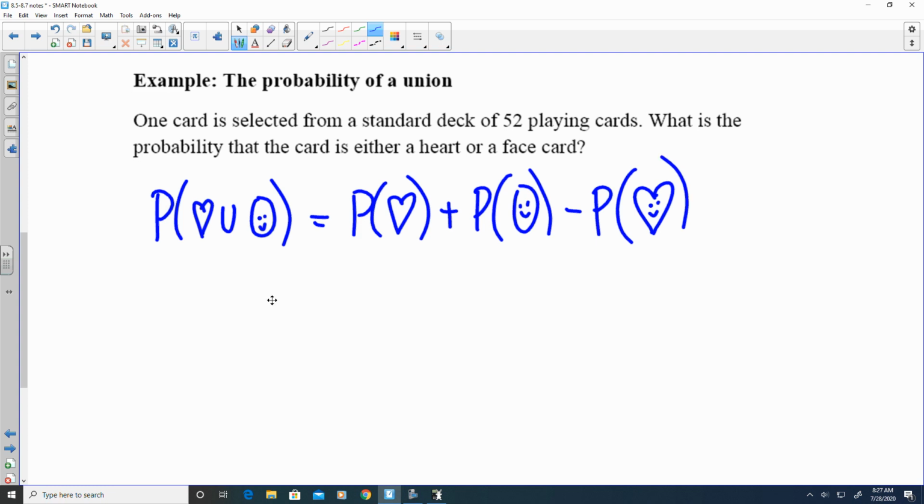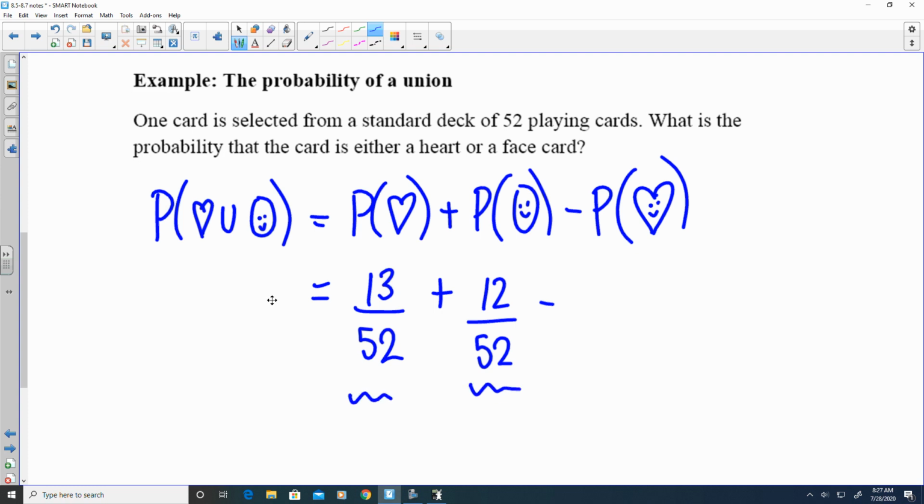So how many hearts are in a deck? There's 13 in each suit. So this is 13 out of the total 52. And then faces, we have 3 faces per suit. We have the Jack, Queen, and King, and there are 4 suits. So this would be 12 out of 52. And we have to take off that overlap. We have to take off the ones that are repeated here, because we already listed the heart faces here. We only want to count them once, which is why we're subtracting off the 3 heart faces.